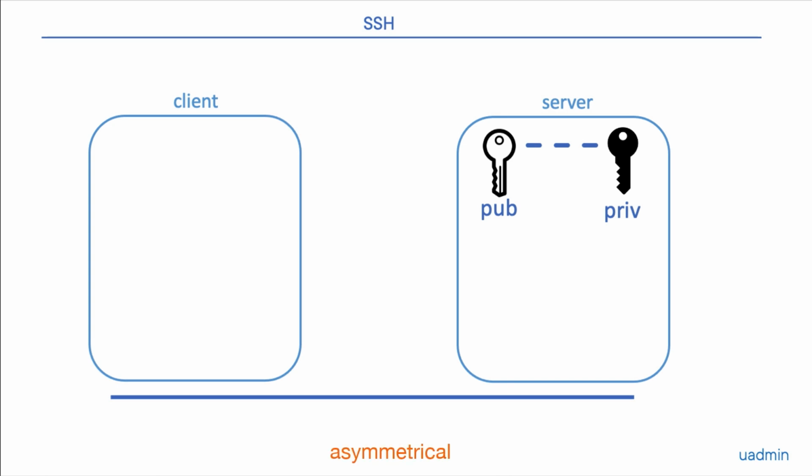Now, to make a long story short, a public and private key are mathematically related. This means that one key is generated with the help of the other. Sometimes the private key is derived from the public key, and sometimes it's the other way around. But that's not really important. The important thing is that both keys are related.